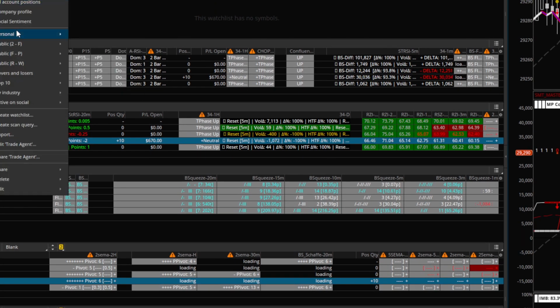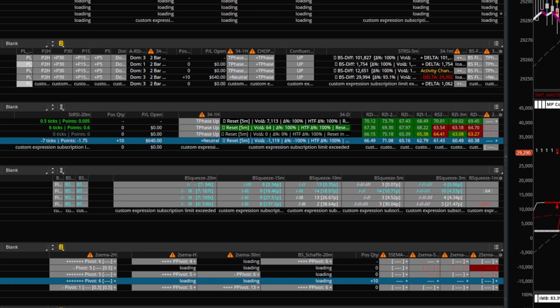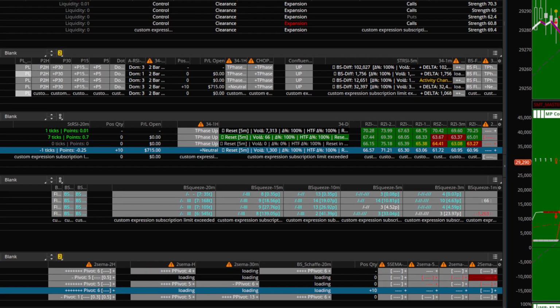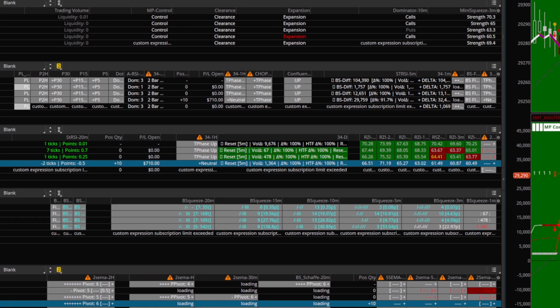All right, let's take a look and see who has master control. All right, so we have bulls have master control everywhere with expansion except for one. All right, so we're good. Look at the strength meter over here. We are just rocking.